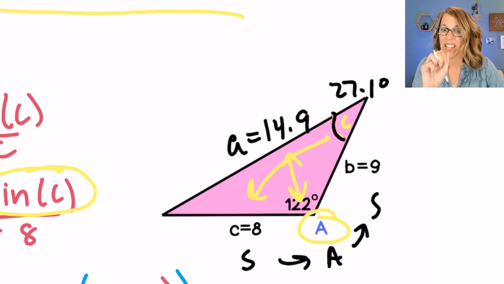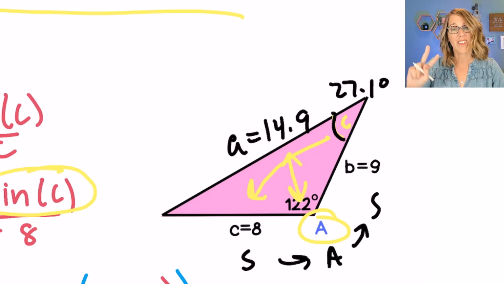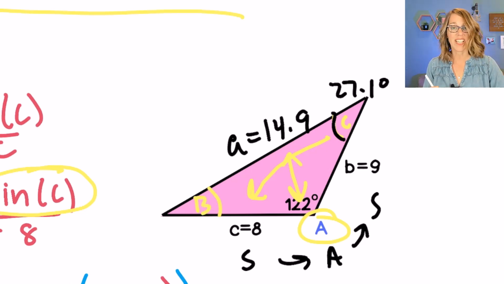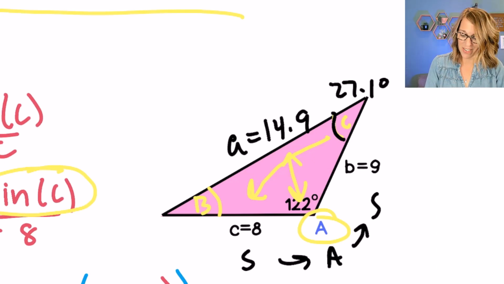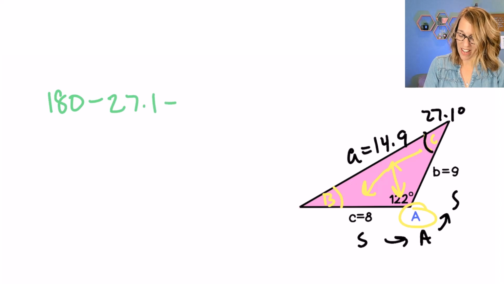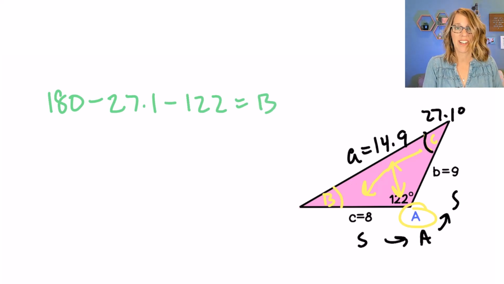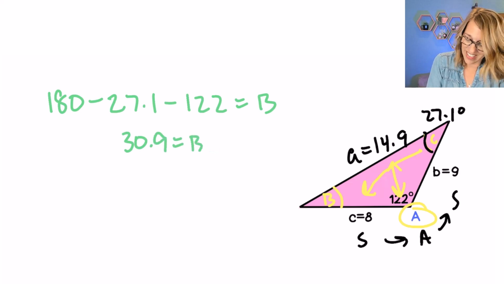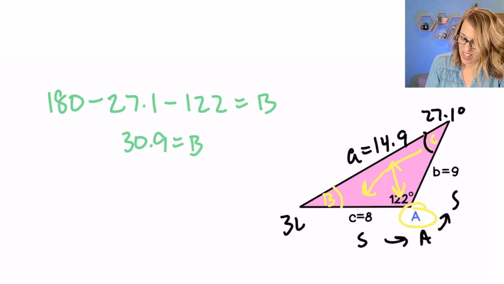Do you see all that we've got left? I have all three sides, and I've got two of my angles. So the only thing that I've got left to find here is angle measure B. And we're going to find angle measure B using 180 for the sum of our angles. To find that missing angle, I'm going to take 180 and subtract the angles that I do know. I've got that 27.1 now, and I've got 122, and that's going to leave me with my missing angle measure. And I get 30.9, and we've got this triangle solved.